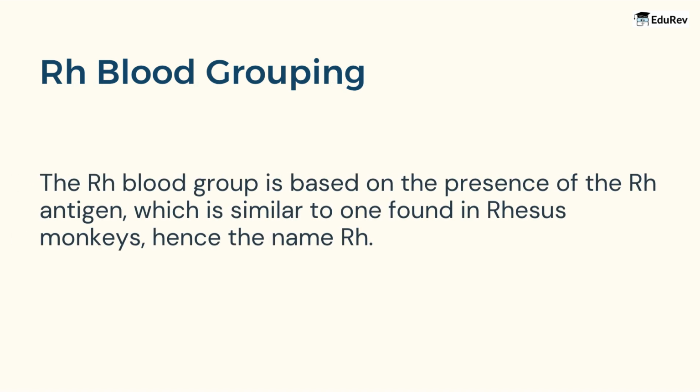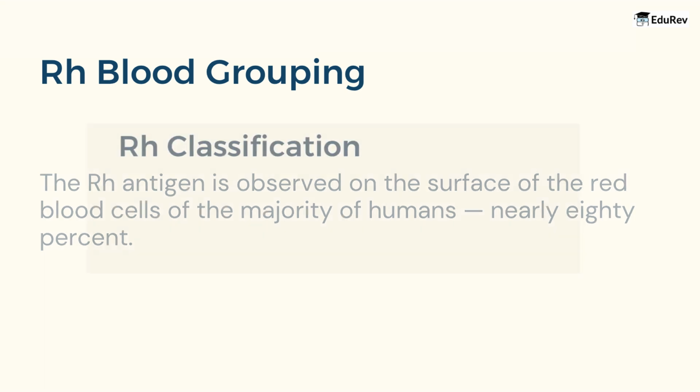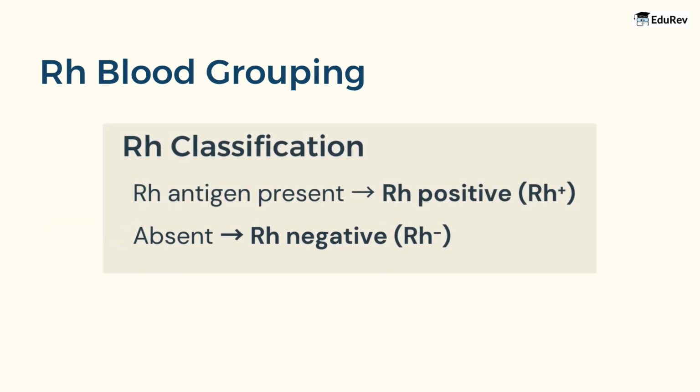Next, let's study the Rh blood grouping. The Rh blood group is based on the presence of the Rh antigen, which is similar to one found in rhesus monkeys, hence the name Rh. The Rh antigen is observed on the surface of the red blood cells of the majority of humans, nearly 80%. Individuals with the Rh antigen are called Rh positive, while those without it are called Rh negative.